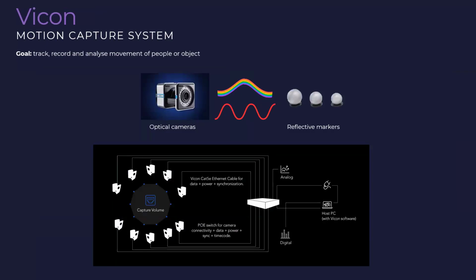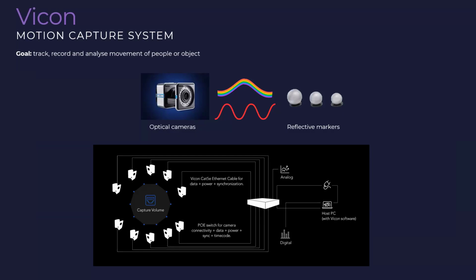The Vicon system is a motion capture system where the goal is to track, record, and analyze movement of people or objects. It can be used to track the motion of robots, for example. The principle is that it uses optical cameras that emit lights, visible and infrared. This light is reflected by markers, which are silver markers, and based on that, the cameras can track these markers.